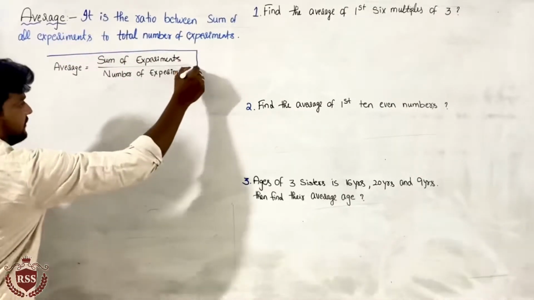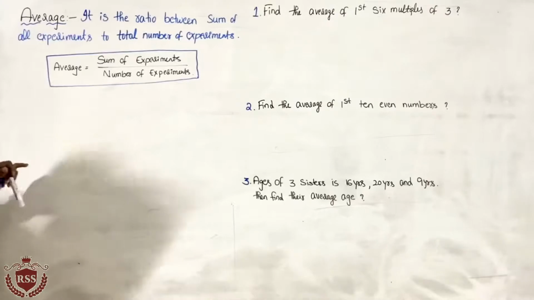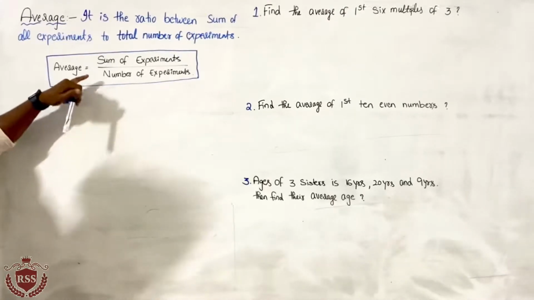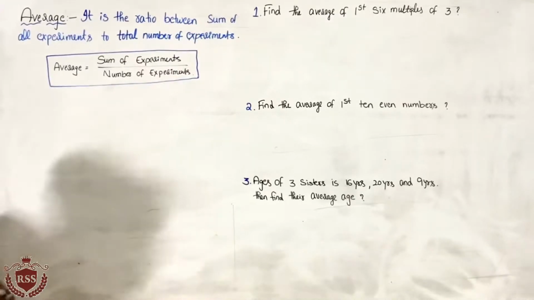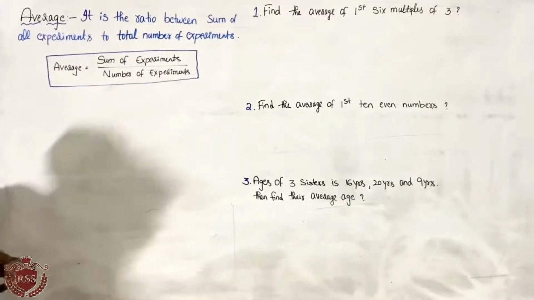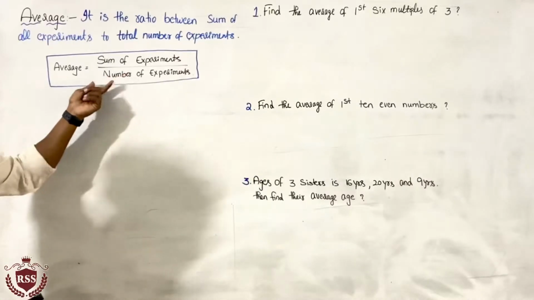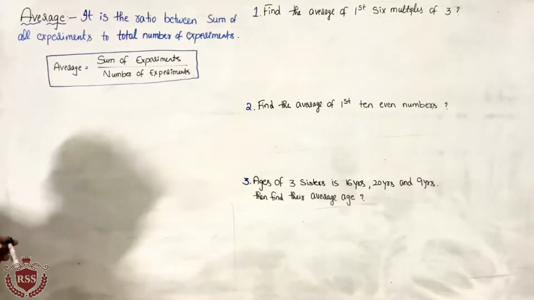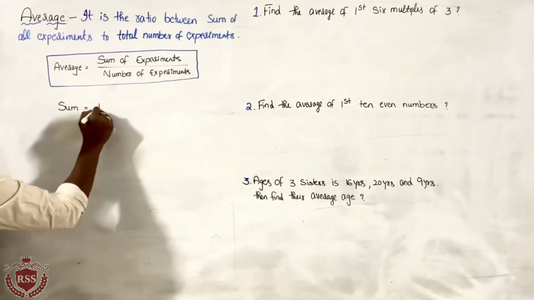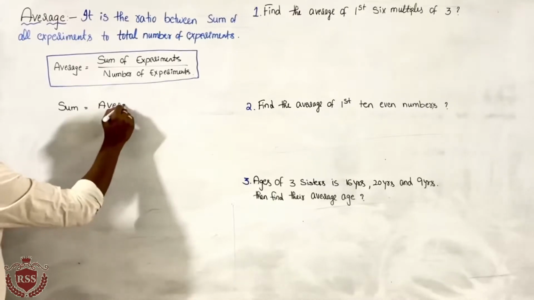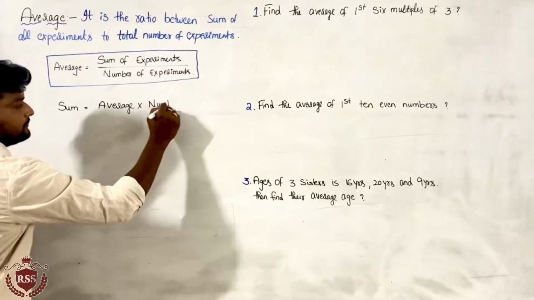Very important formula. We will use this formula for the entire average chapter, and we have two more formulas derived from this average formula only. If I need the sum of experiments, the number of experiments will be transferred there. So the sum of experiments equals average into number of experiments. Very important.